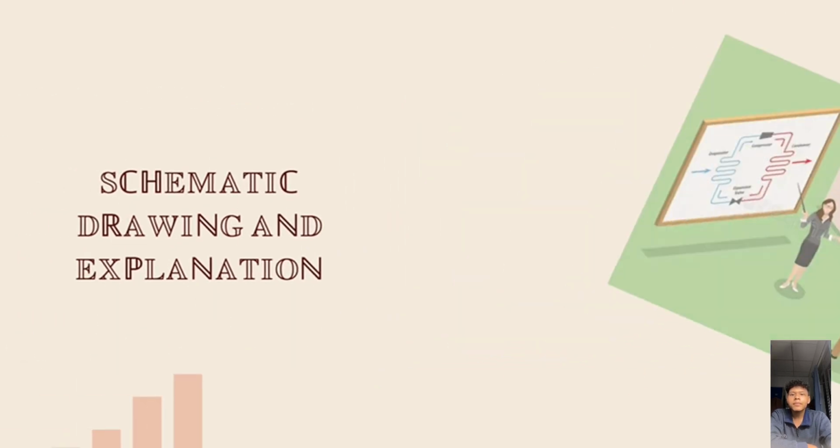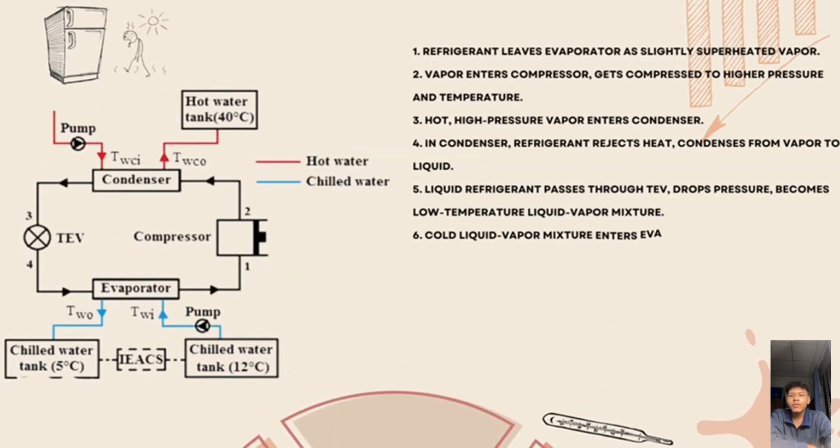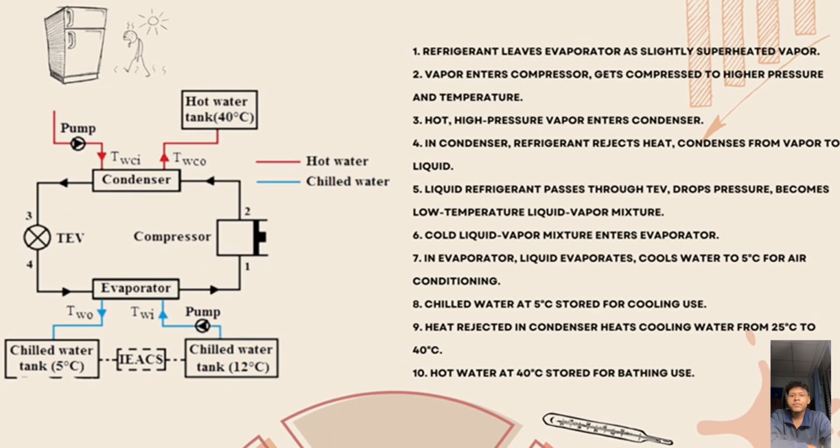The first diagram is about how the refrigeration cycle works. As you can see, the refrigerant leaves the evaporator and enters the compressor, then the condenser, then the thermal expansion valve, then goes through the evaporator, and the cycle repeats. In essence, it is using the vapor compression refrigeration cycle to cool water for air conditioning while also recovering the rejected heat to produce hot water for bathing. So basically the cycle takes advantage of both cooling and heating needs.